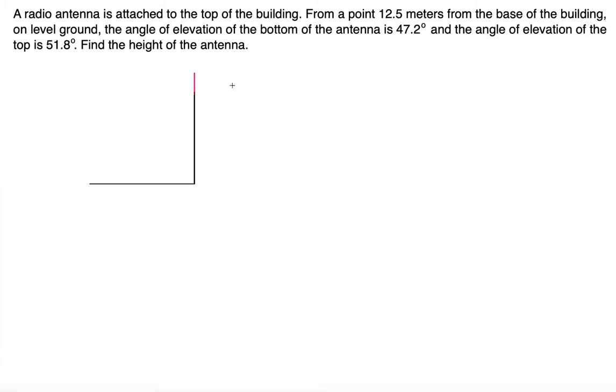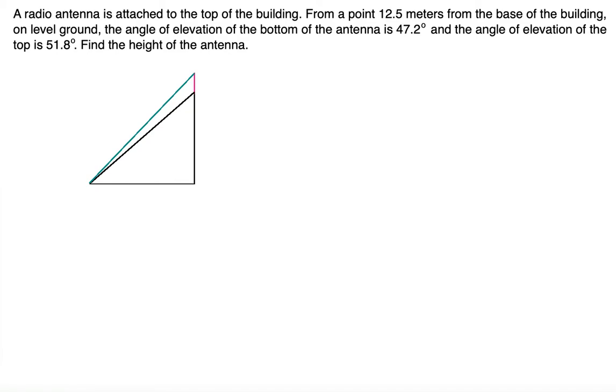So we're told that the angle of elevation to the bottom of that antenna is 47.2. Okay, so the bottom of the antenna is there. So this angle is 47.2, and also 51.8, the angle of elevation to the top of that antenna, right? So if we make this angle to the top, that would be 51.8 in total, right, the larger triangle angle here. So we need to solve for the height of the antenna somehow.